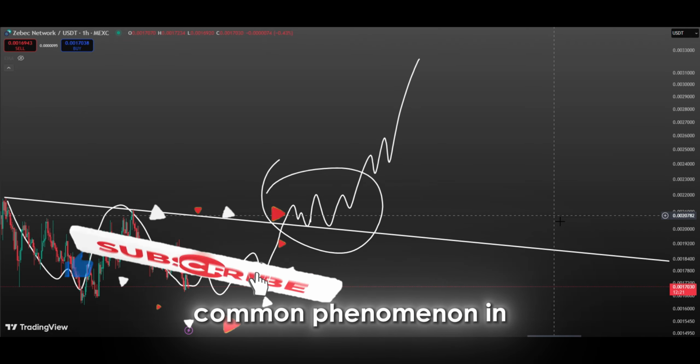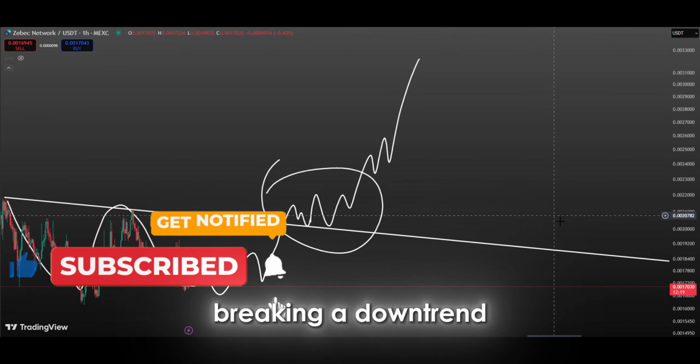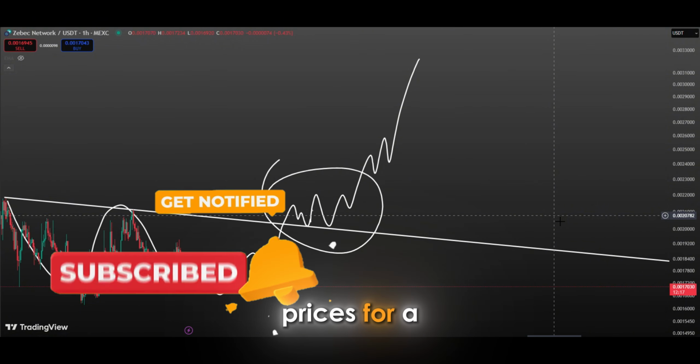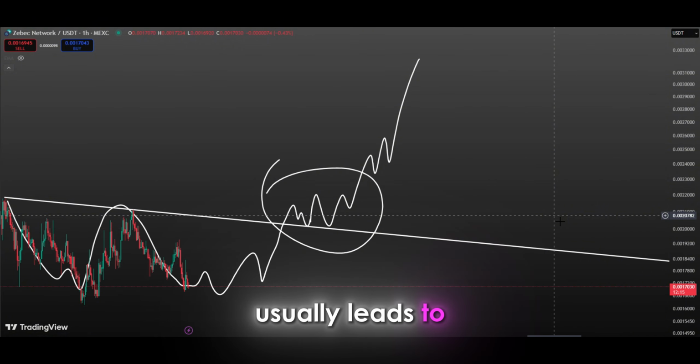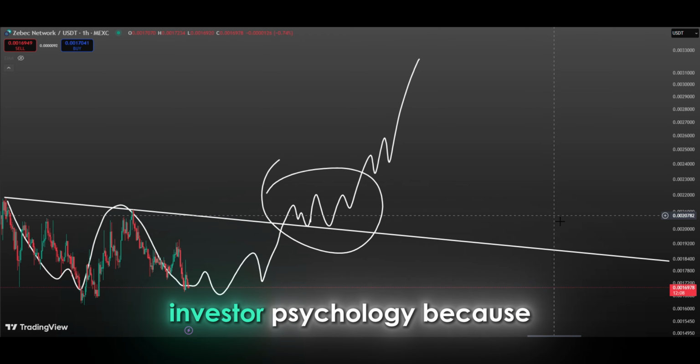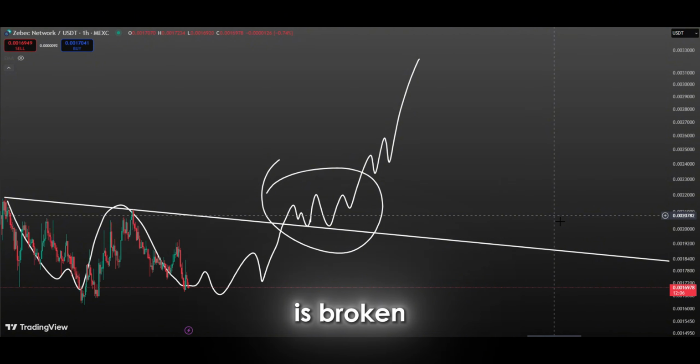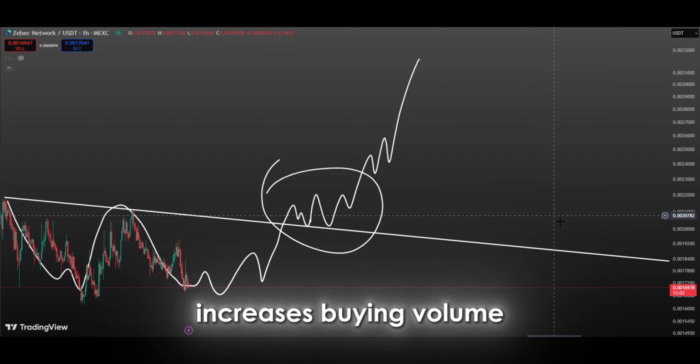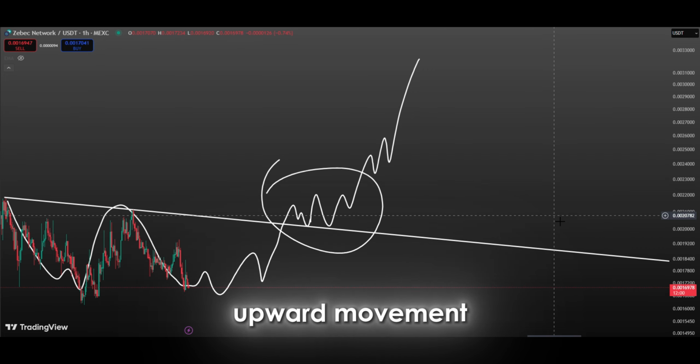This is a common phenomenon in technical analysis. Breaking a downtrend that has suppressed prices for a long period of time usually leads to a much steeper and faster rise. Such breakouts also bring about a transformation in investor psychology. Because when a downtrend is broken, fear in the market gives way to confidence, which in turn increases buying volume and strengthens the upward movement.